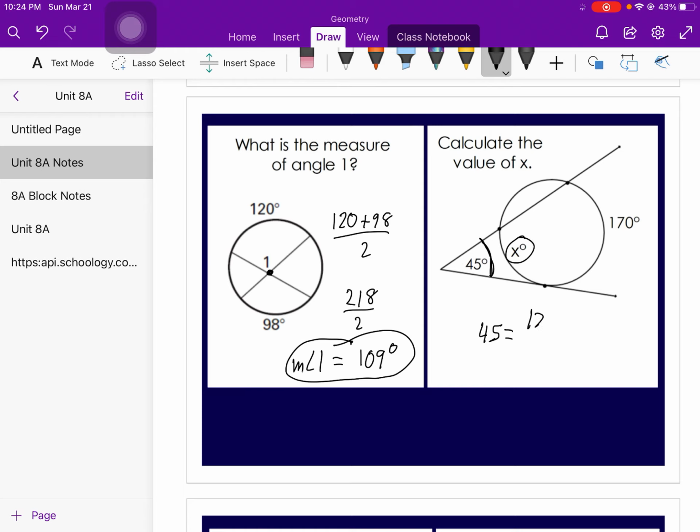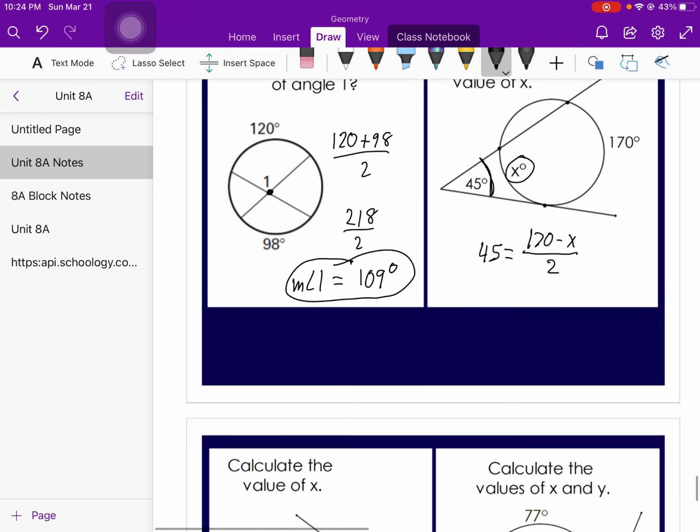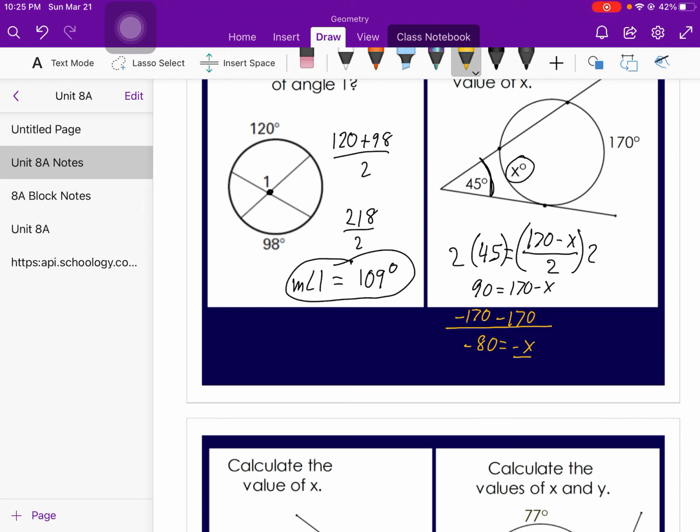So this one you'd have to do 170 minus x, always the bigger arc, and 170 is definitely bigger, divided by 2. We're trying to find that arc for x. Remember, to get rid of a 2 on the bottom of a fraction, just multiply both sides by 2. So we get 90 equals 170 minus x. We're going to subtract 170 from both sides. Get negative 80 equals negative x, divide by negative 1. And we get x equals 80 degrees.